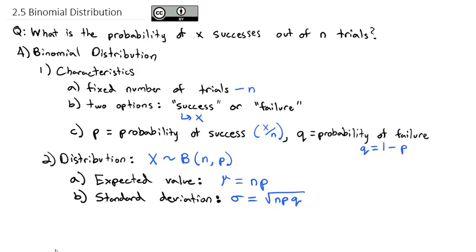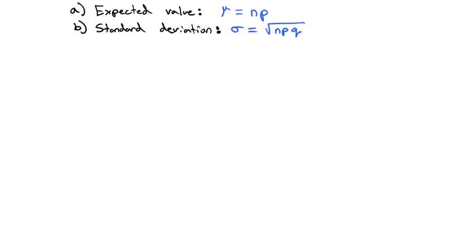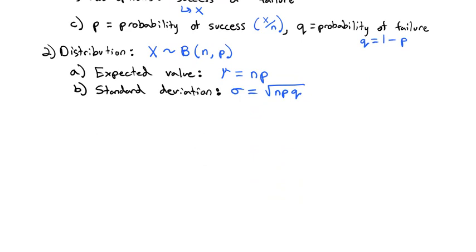Now, we could go through the formulas for mean and standard deviation like we did with just the generic discrete probability distributions. It just gives us the same answer, so we might as well use this nice little shortcut. And actually, before we move on, let's go ahead and highlight these three pieces, because these three pieces are foundational to doing our binomial distribution.